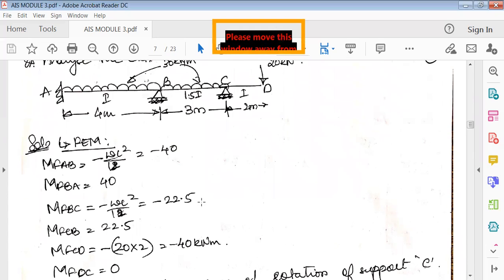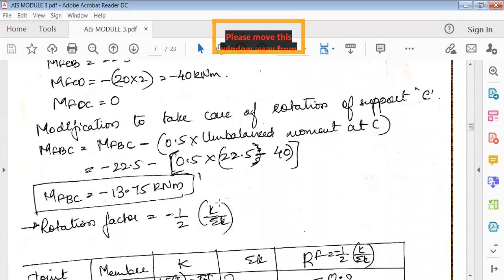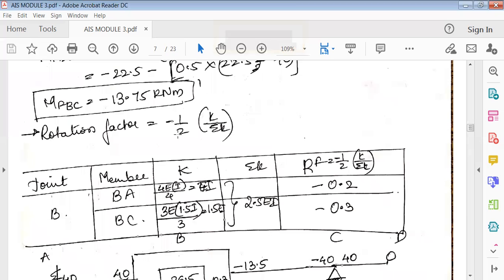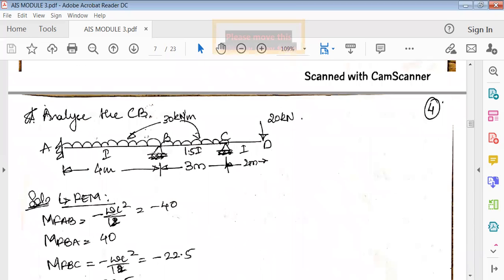Okay, so once you get this, next is to find the rotation factor. This step you can do later, otherwise you'll get confused. So as of now, first we'll do this rotation factor step. You can see here, joint B connects BA and BC, whereas joint C has CB, CD, but then CD is an overhang. Because it is an overhang, whatever moments exist here will be transferred to C. That's why we cannot take joint C here.